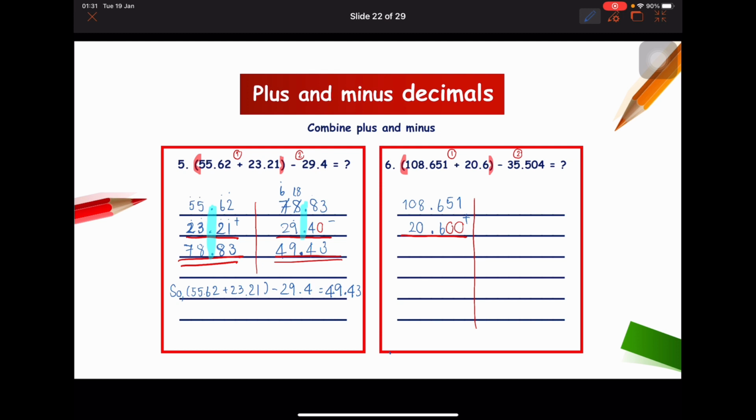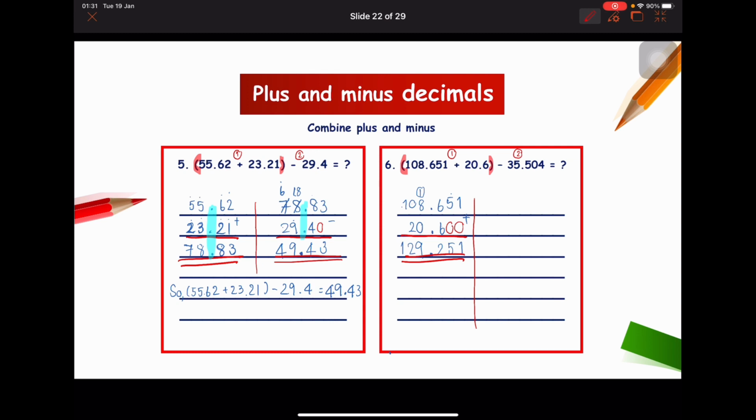Come on. 1 plus 0 equal to 1. 5 plus 0 equal to 5. 6 plus 6 equal to 12. Ding, ding, ding. 8 plus 0 equal to 8. And you have 1 here. 9. Okay, and this is number 0. Plus 2 equal to 2. 1 will be the same. And put this decimal point. And the line with your red pen.